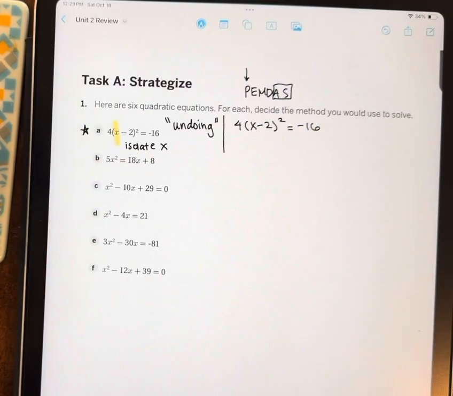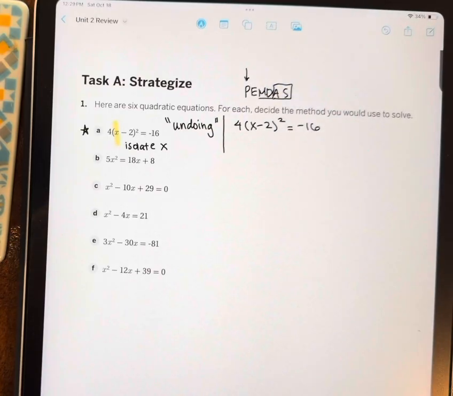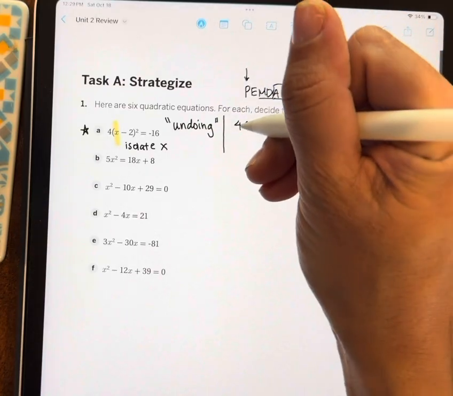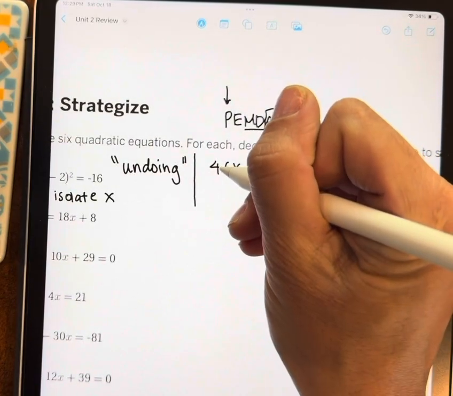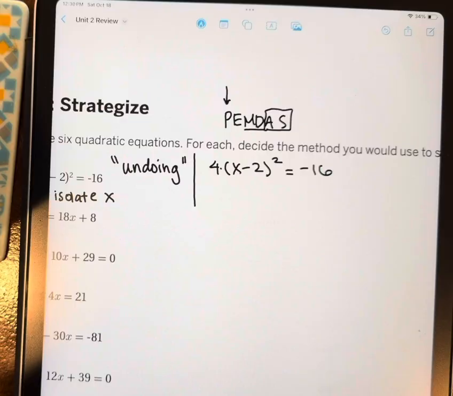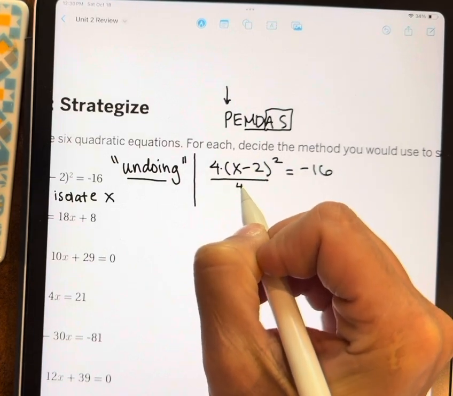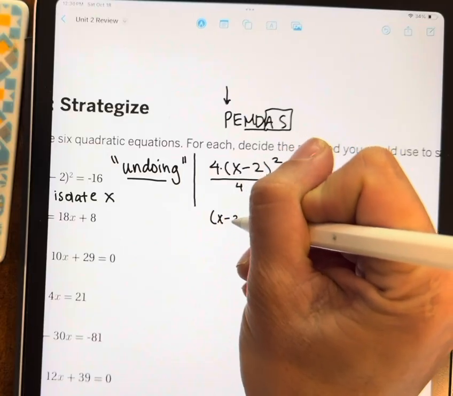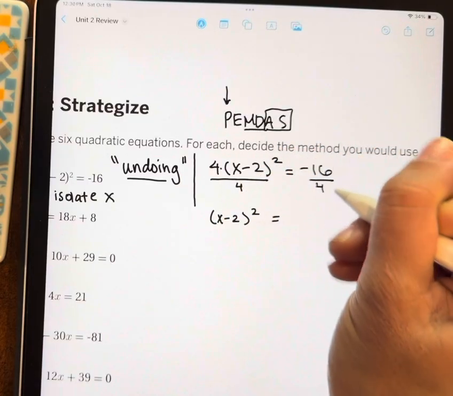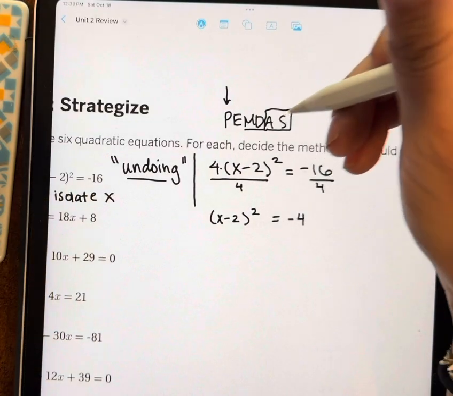I don't have any addition or subtraction. So then I move on to multiplication and division. You just do PEMDAS in reverse. I do have multiplication outside the parentheses. Where is it? It's right here. It's 4 times blah, blah, blah. So you will undo it by doing the opposite. You'll divide 4 on both sides. So now I have x minus 2 squared equals negative 16 divided by 4, which is negative 4. And then now I'm done with that.